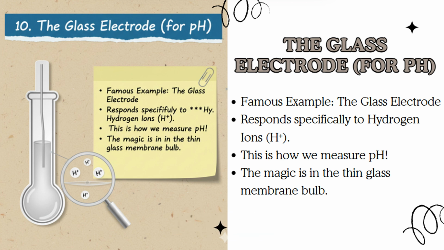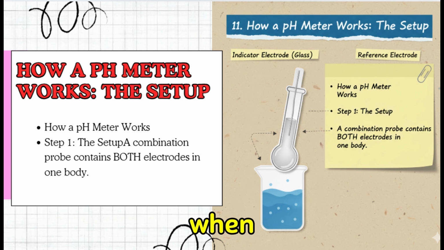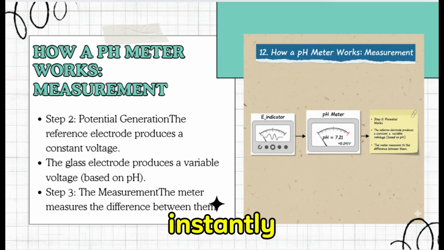Let's walk through it. Step 1. The setup. When you place a modern combination pH probe into a solution, you're actually dipping both the glass indicator electrode and a reference electrode like silver or silver chloride in at the same time. They're built into a single convenient body. Step 2. Potential generation. Instantly, two things happen. The reference electrode produces its constant, unchanging voltage, let's call it E reference. At the same time, the glass electrode produces a variable voltage that depends directly on the pH of the solution. We'll call this E indicator.